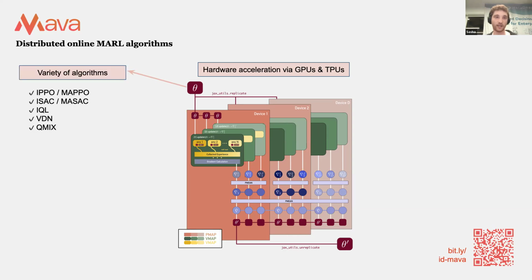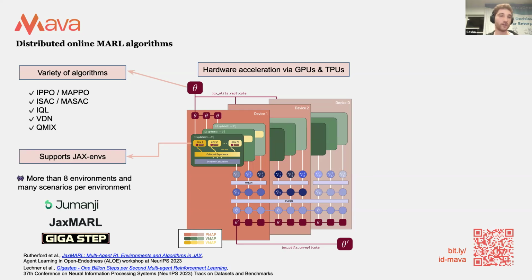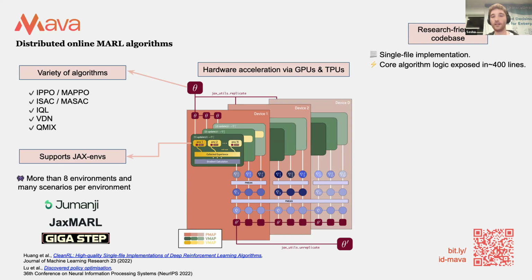Just to dive a little deeper into what Marva offers, we've got specifically algorithms. We've got PPO, soft actor critic, Q learning all the way to QMix, and then the recurrent and centralized or decentralized versions of these where needed. Again, we support multiple JAX envs, I think it's 10 at this point, from multiple different suites. We've also got, as I mentioned, a research-friendly code base, clean RL style, where everything's really single file implementation, and the core actual algorithm logic is only a couple hundred lines, which we hope will encourage researchers to use this as a starting point and hack from there.